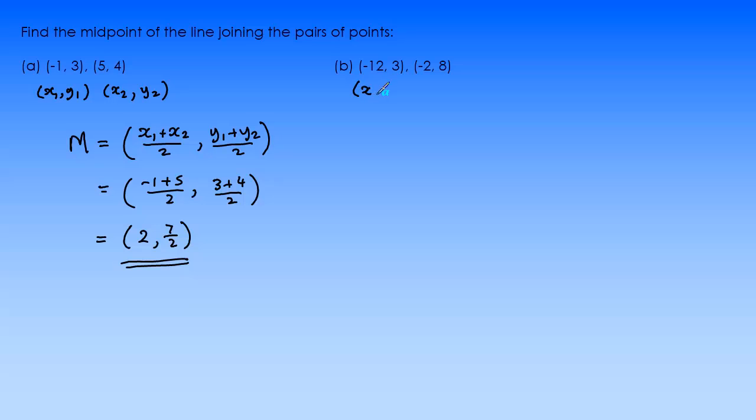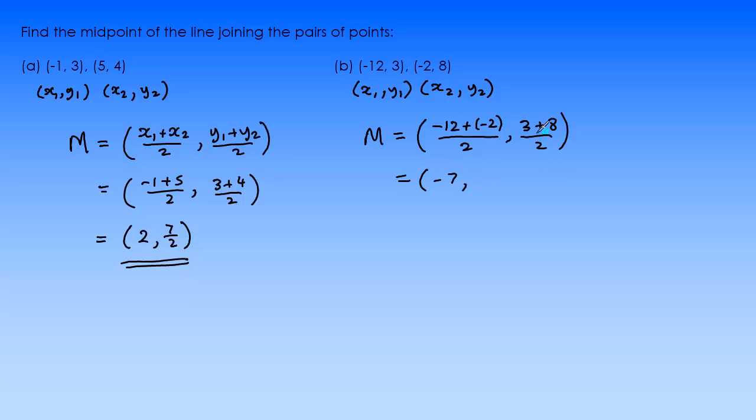Here we have x1 and y1, and x2 and y2, and again our midpoint is this same formula. So we'll do -12 add -2, divide that by 2, and then we'll have 3 add 8, and we'll divide that by 2. So that's -14 divided by 2, which is -7, and 11 over 2.